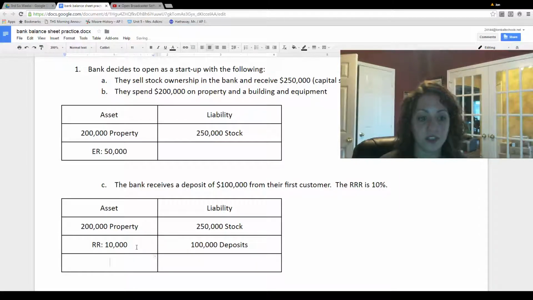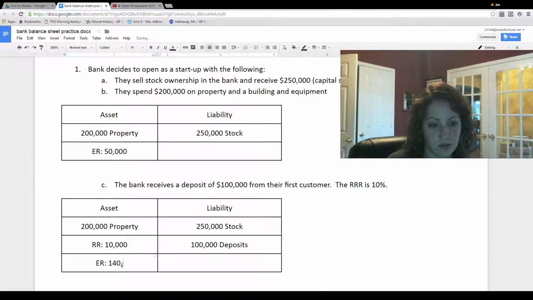And whatever is left over is going to be in the excess reserves. So we had $50,000 left over from before. $50,000 is what we never spent from that stock. And now, since we have a whole bunch of deposits, only $10,000 of it is in required reserves, but whatever's left over is in excess. So we had $50,000 before.